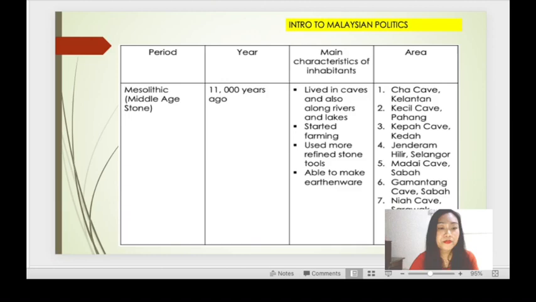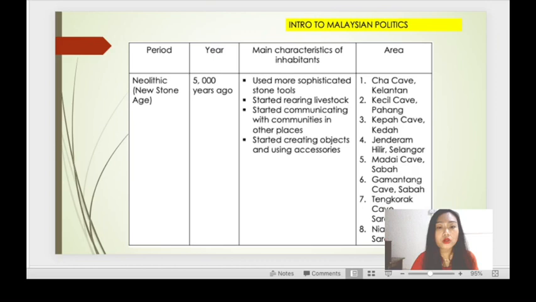Next one is the Neolithic Age, also called the New Stone Age. Okay, what are the main characteristics? They used more sophisticated stone tools compared to the previous age. They started rearing livestock and also started communicating with each other. They also started creating objects and using accessories. So these are the areas, quite the same as the previous age, actually.